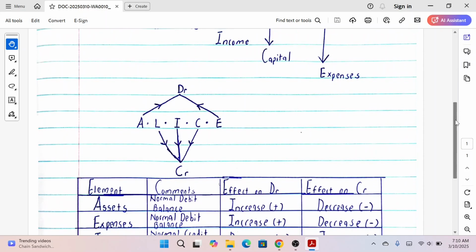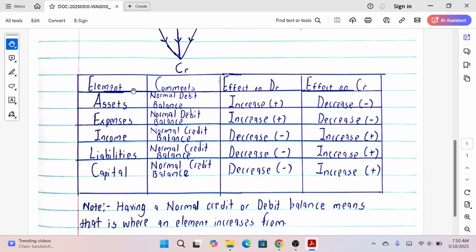So another simpler way to understand this. Now, for these elements, the assets, expenses, income, liabilities, and capital, we can always debit or credit. But now, I've put a few comments here. For the assets, when someone says it's having a normal debit balance, it means that's where it's increasing from. Like when you look at this note, having a normal credit or debit balance means that that is where an element increases from. So when I say that an asset is having a normal debit balance, it means that it increases on the debit side. So if it increases on the debit side, that means it will reduce from the credit side. That's why the effect on the credit is a decrease.